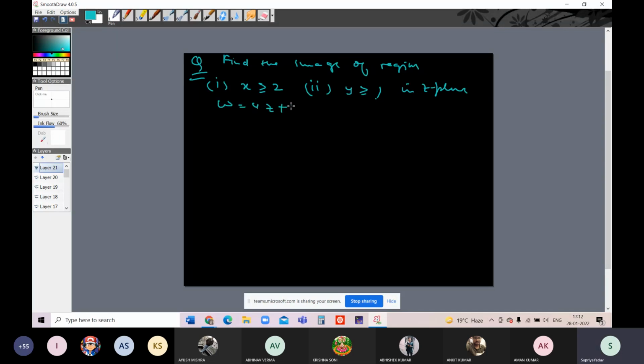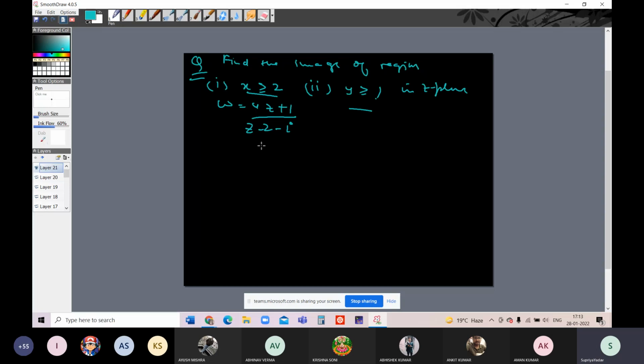Question: find the image of the region x greater than or equal to 2, and second, y greater than or equal to 1, in the Z plane under the mapping W is equal to (4z plus 1) upon (z minus 2 minus i). So simply, x is written, y is written, so we have to express z in terms of w. Then we write z as x plus iy and w as u plus iv.